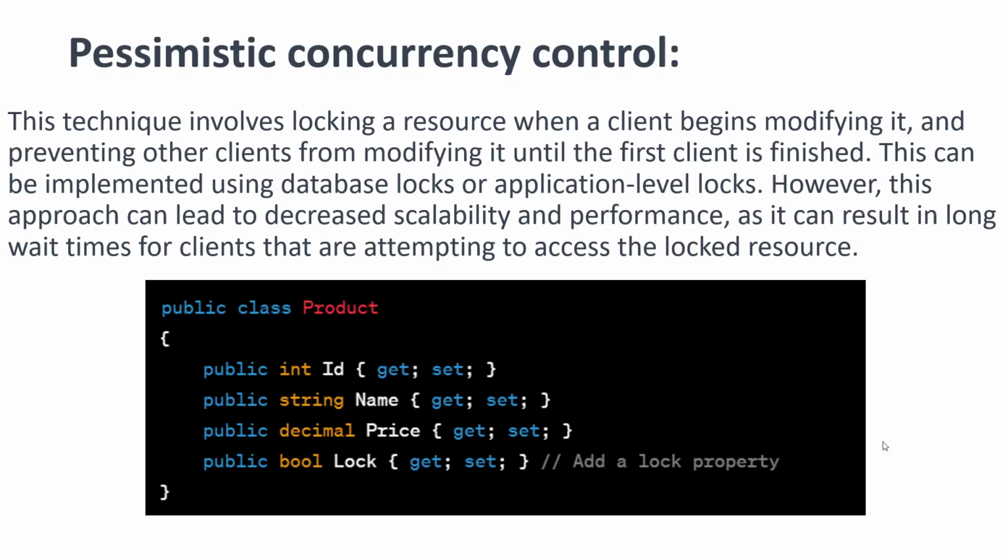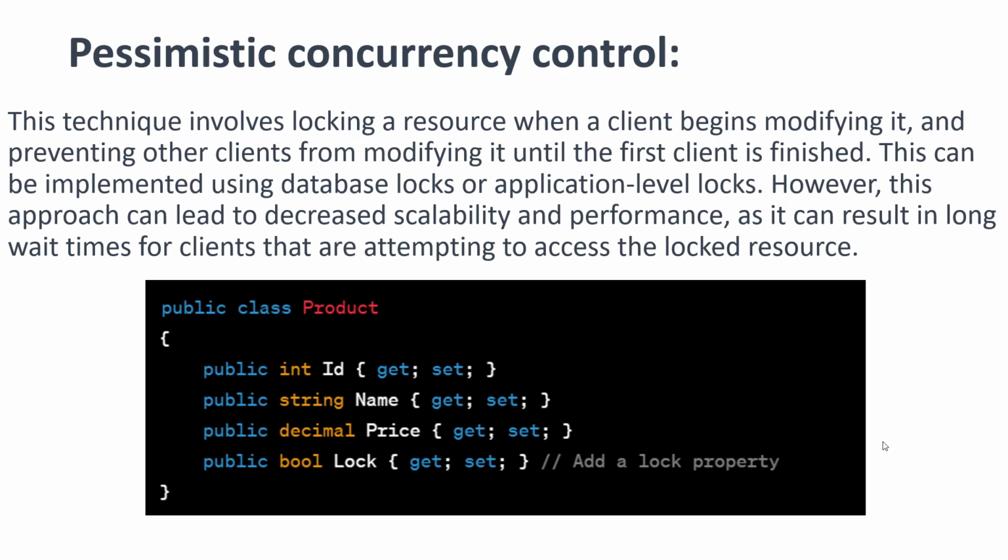The second one is pessimistic concurrency control. This technique involves locking a resource when a client begins modifying it and preventing other clients from modifying it until the first client is finished. This can be implemented using database locks or application-level locks. However, this approach can lead to decreased scalability and performance, as it can result in long wait times for clients that are attempting to access the locked resource.